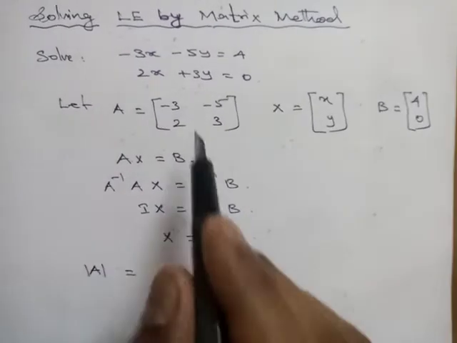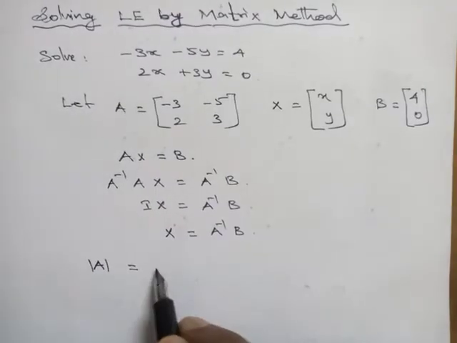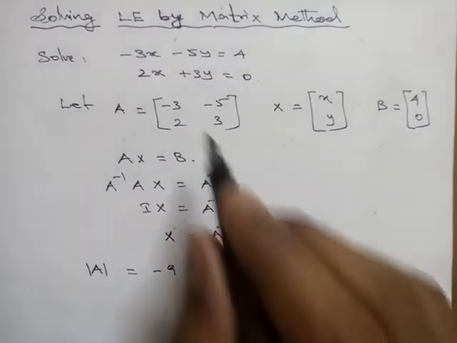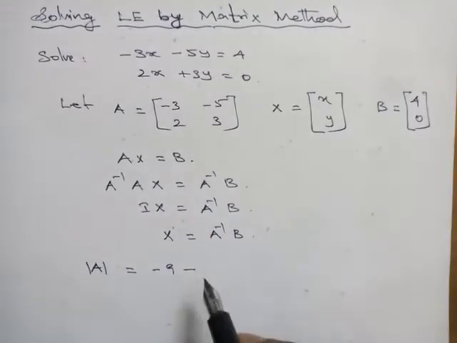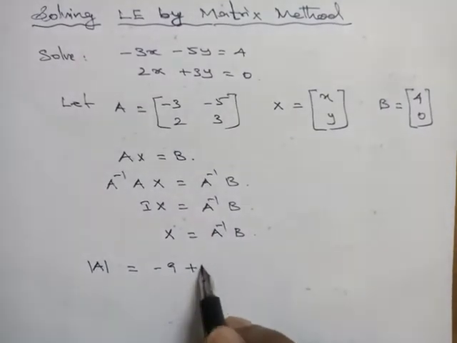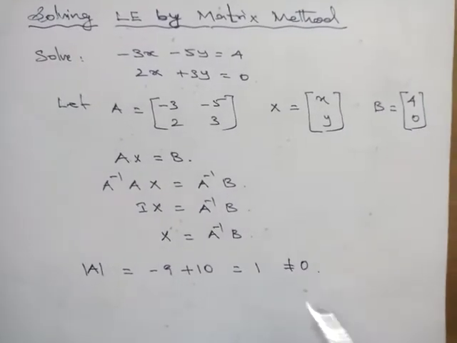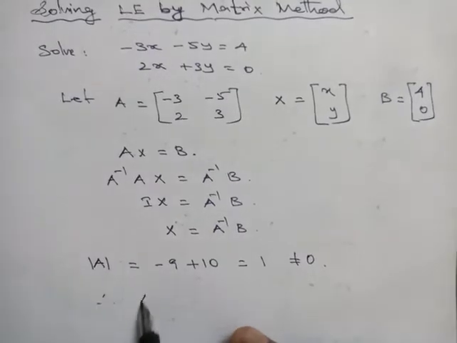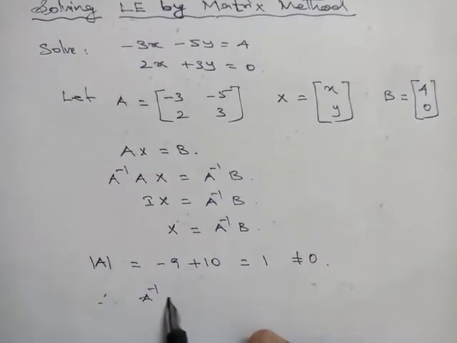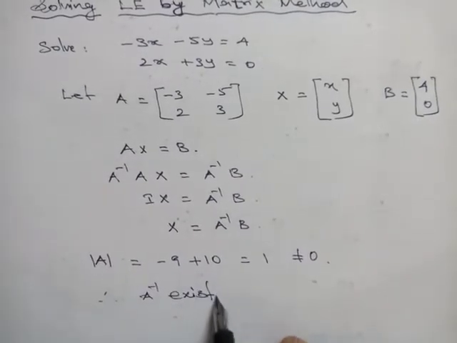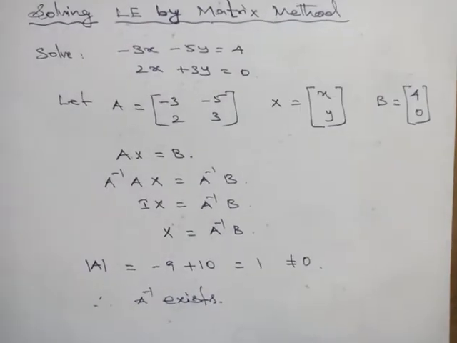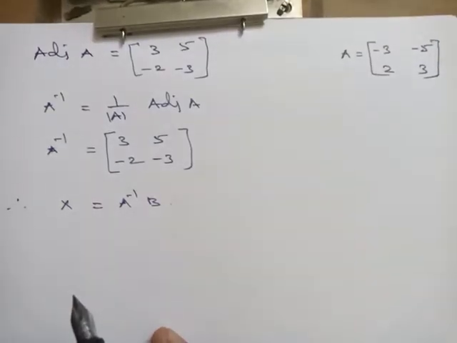What is the determinant of A? 3 into minus 3, that is minus 9, minus 2 into minus 5 is minus 10. Already one minus is here, so plus 10. So that is nothing but 1, which is not equal to 0. Therefore we can say A inverse exists. So now we have to find the inverse. To find A inverse, first we need the adjoint of A, correct?